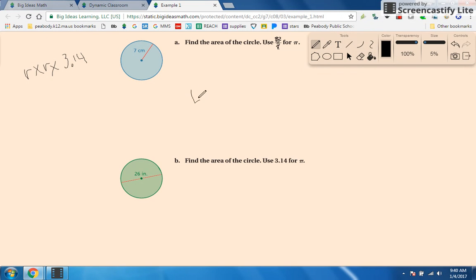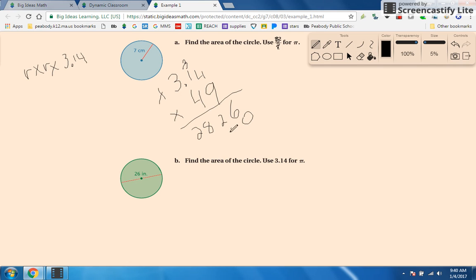7 times 7 is 49. So I'm doing 49 times 3.14. Whatever I get when I do this, radius times radius times pi, that's the area of my circle. So 9 times 4 is 36, carry the 3. 9 times 1 is 9, plus 3 is 12, carry the 1. 9 times 3 is 27, plus 1 is 28. Start with a 0, cross out what I carried here.